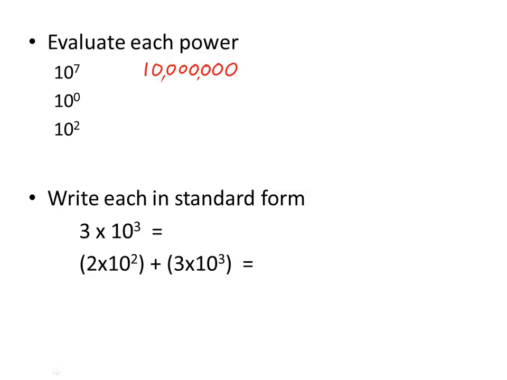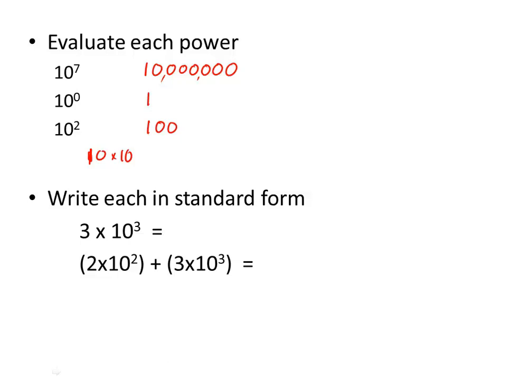The next one is anything to the power of 0 is just going to be 1. Or you can just write 1 with 0 zeros afterwards. So this will be 1. Okay. 10 to the power of 2 is 100, or 1 with 2 zeros. And you can also think of it as 10 times 10. And hopefully we know that 10 times 10 is 100. Okay.